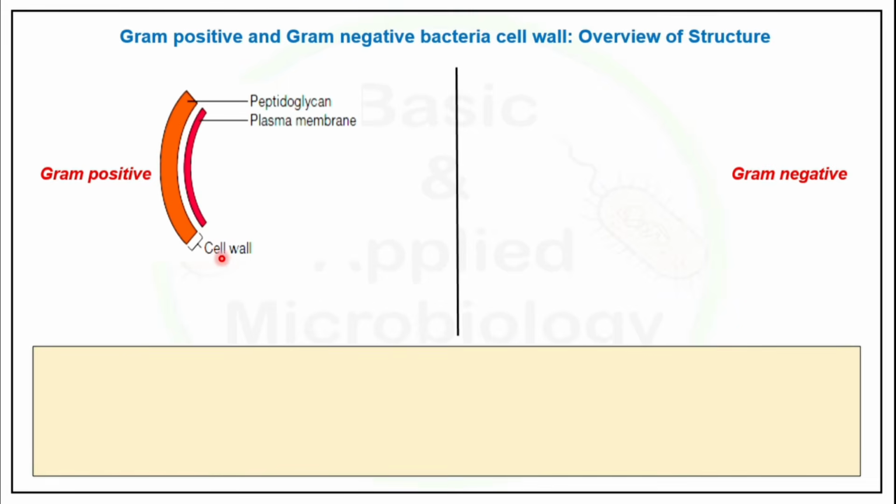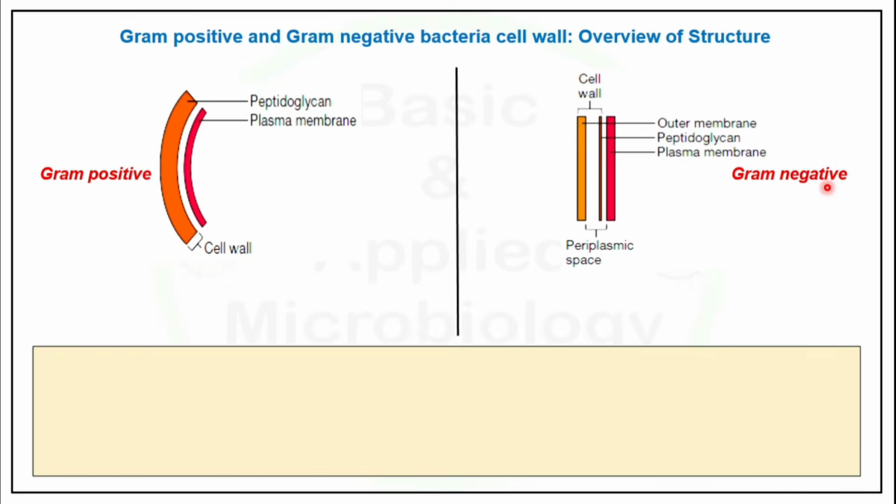Cell wall, we all know it is made up of peptidoglycan, right? Now we are coming towards gram negative bacteria. Let's see the overview of this gram negative bacterial cell wall. Here again we can see this pinkish layer is representing the plasma membrane, and outside this plasma membrane, we know this thin layer is showing us peptidoglycan.